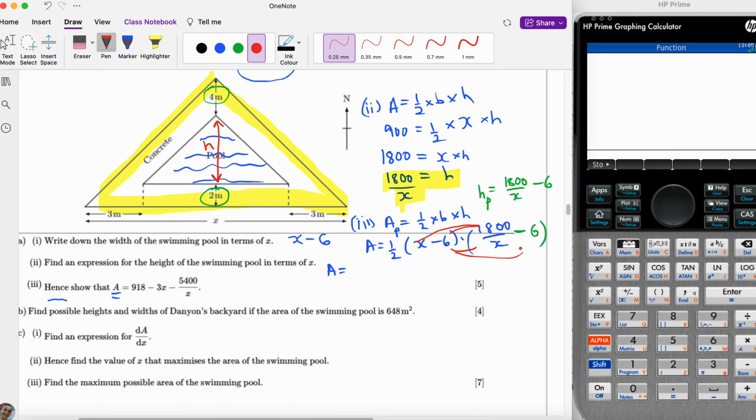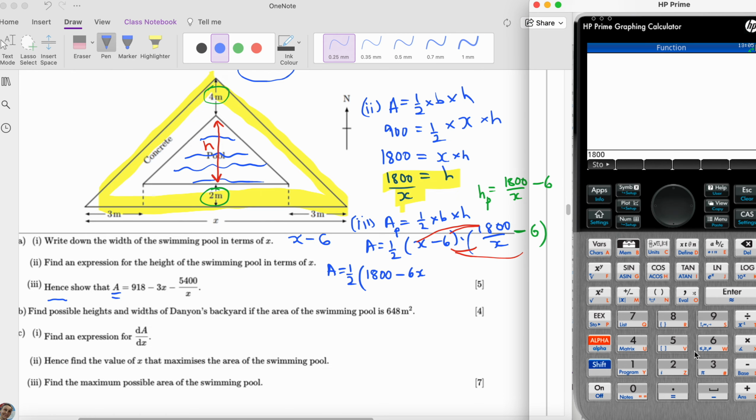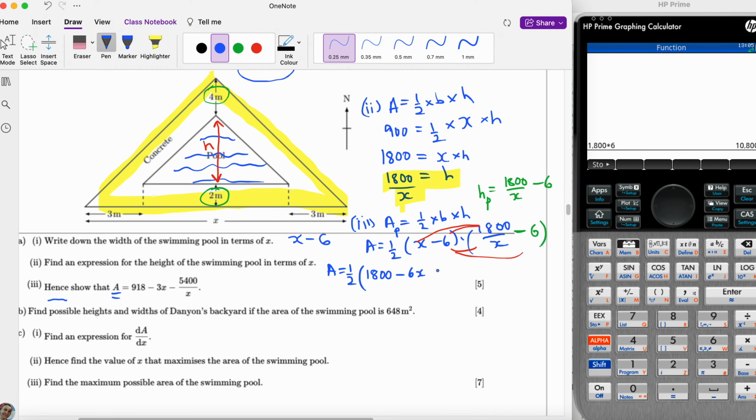And now this is what we do. Your area is 1/2, and then this is going to be 1800, so 1800 X over X, which will just cancel. This is going to be minus 6X. This is going to be a really big number. Be careful, it's negative. Don't panic, we still have a half there to save us. X, and then plus 36.